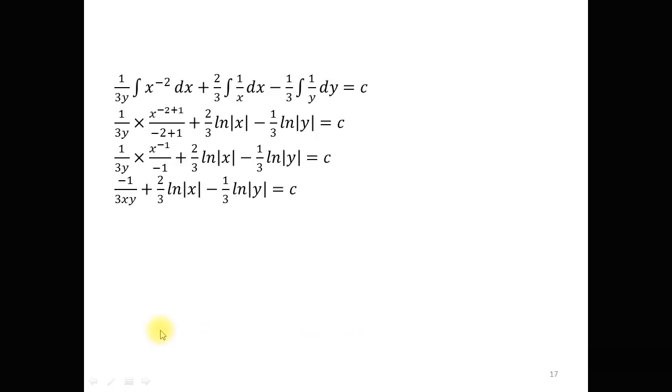So the integration of this term is x power minus 2 plus 1 divided by minus 2 plus 1. The integration of 1 over x is log x. The integration of 1 over y is log y. After simplification, we obtain 1 over 3y multiplied by x power minus 1 divided by minus 1, 2 by 3 natural log of x minus 1 over 3 natural log of y is equal to c. Then we can write minus 1 over 3xy plus 2 by 3 log x minus 1 over 3 log y is equal to c. This is the solution of the given differential equation.